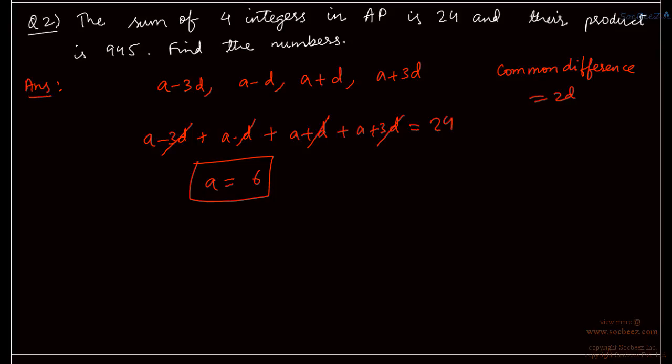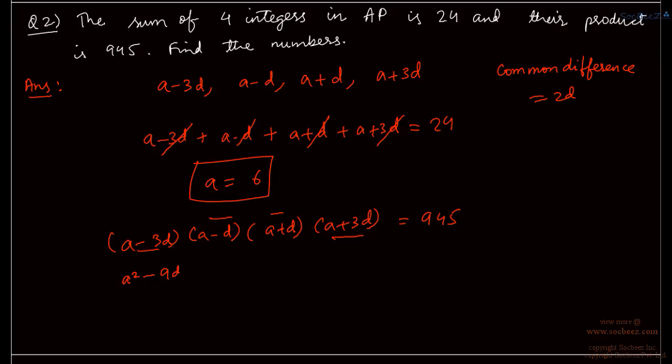Okay, so now let's write the product. The product is A minus 3D, A minus D, A plus D, A plus 3D. Now another reason this formulation helps is, now while multiplying, I can club this and this and I can club this and this, right? This is very simple. Instead of completely expanding everything, I can directly write this as A square minus 9D square, right? And this as A square minus D square. Further expansion will give me, now I know what A is, right? So A is 6. So 36 minus 9D square, 36 minus D square equal to 945.